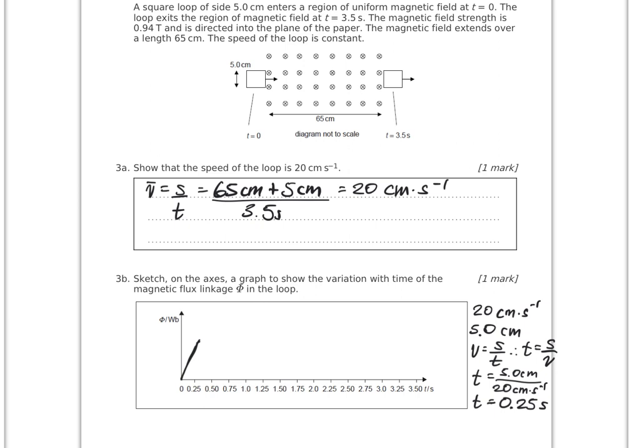and then the loop moves steadily at a constant speed across the field. But then, just as it takes a quarter second to enter the field, it takes a quarter second to exit the field. So from 3.25 to 3.5 seconds, we're going to have a decrease as the loop exits the field. But otherwise, it's a constant flux as it moves across at constant speed. Kind of draw a little thingy right there for that.